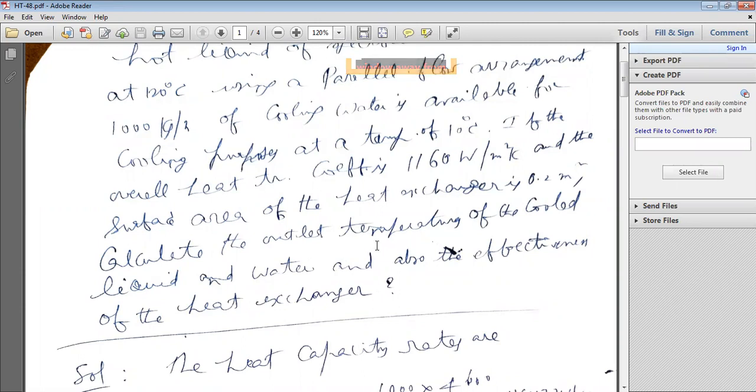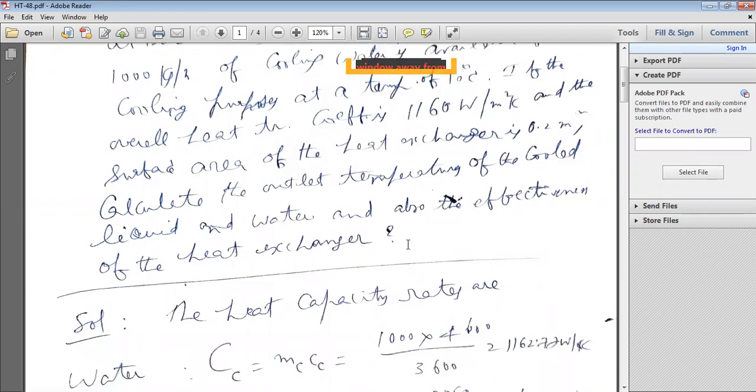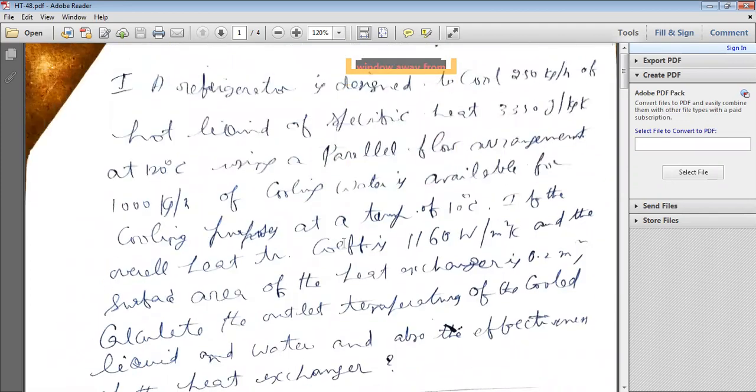Calculate the outlet temperature of the cold liquid as well as the cooled liquid. The hot liquid becomes the cooled one. So calculate the outlet temperature of the hot liquid and the outlet temperature of the cold fluid. And also you have to calculate the effectiveness of the heat exchanger.